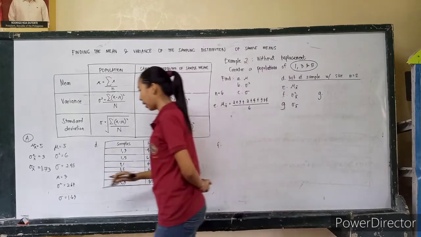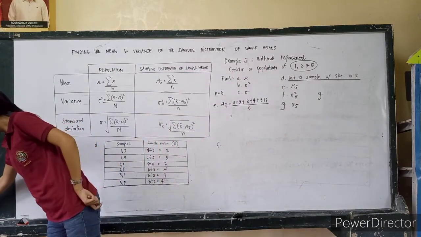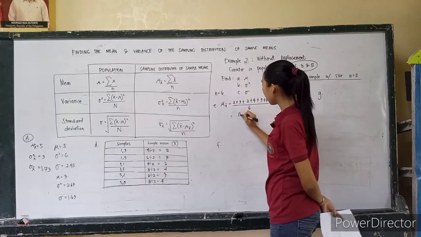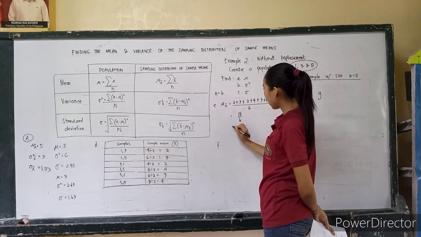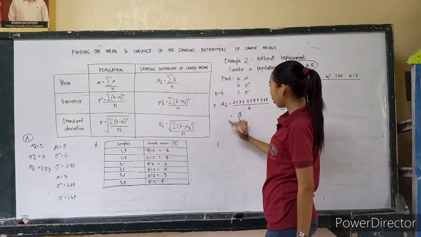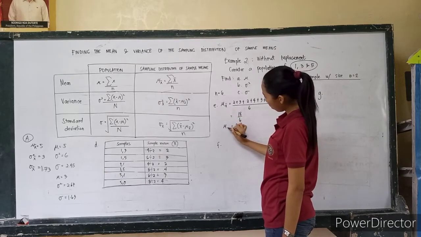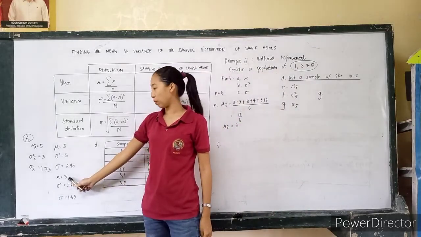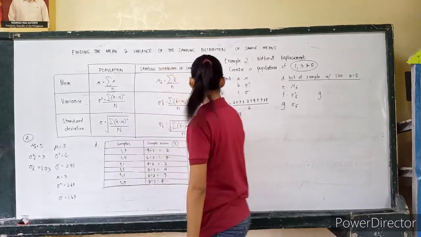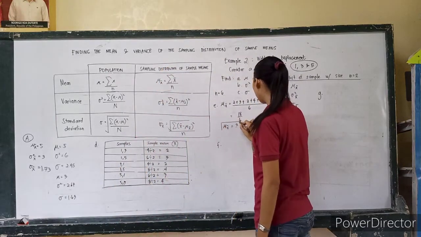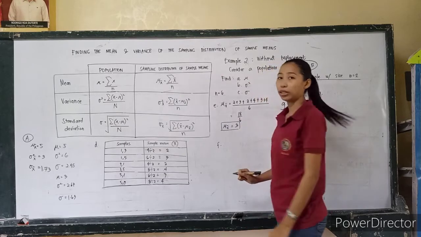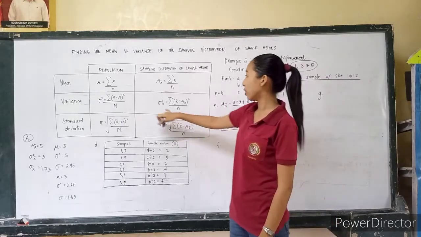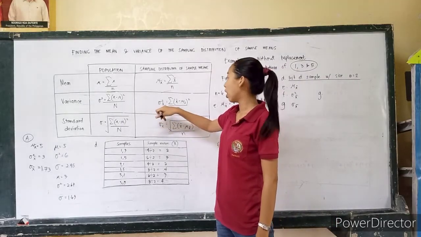If we add them all, based on the module, the answer would be 18. So 18 divided by 6 is equal to 3. Therefore, our mu x bar is equal to 3. Same with our population mean, or mu, that we solved earlier. Okay? Now, we need to take note of this because we are going to use that for letter F, which is finding the variance of your sample means.